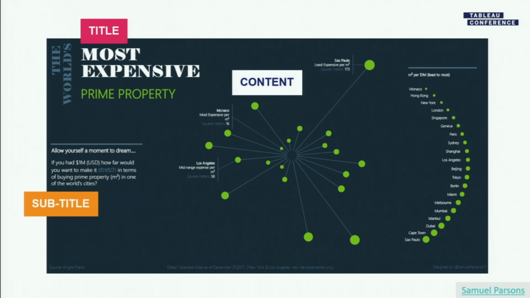Now, looking at the radial chart in the middle, the annotation gives us a point of reference while also drawing the attention to the key insights. So you see Sao Paulo is the least expensive, and Monaco is the most expensive, and Los Angeles falls in the middle. And all the way on the right, we have the guidance to help us look at how to read the chart.